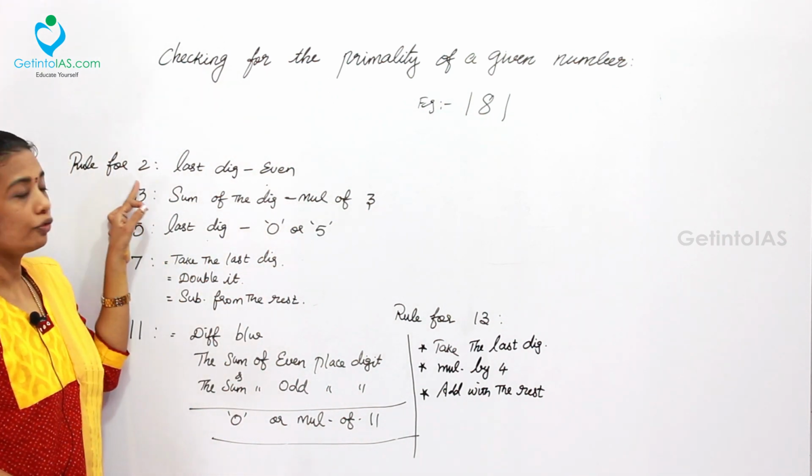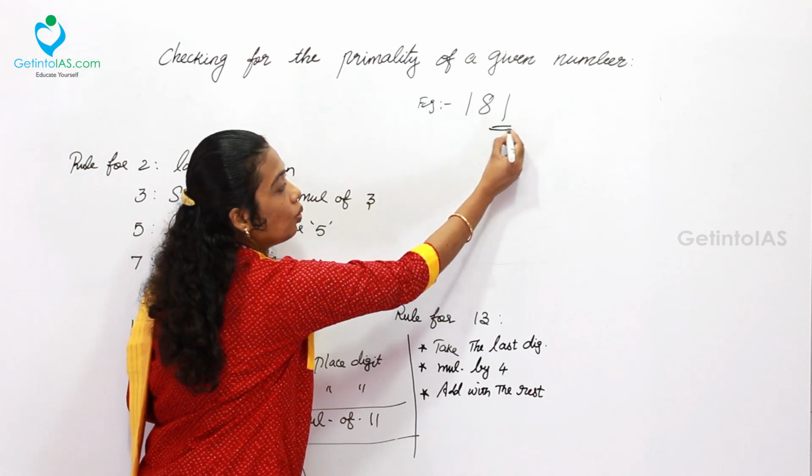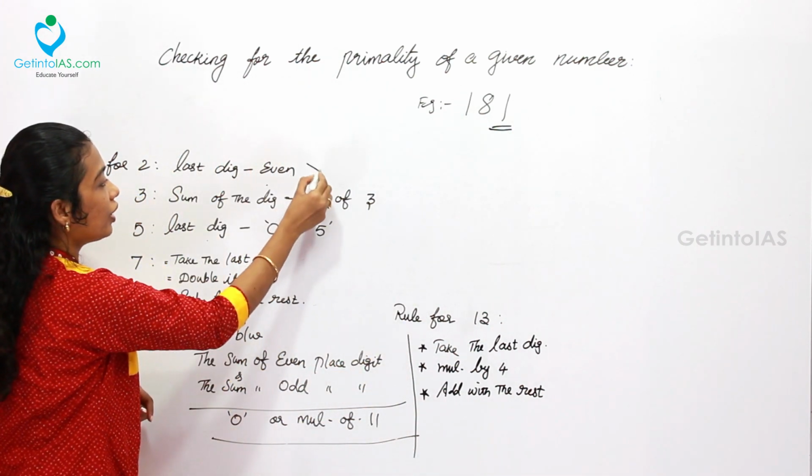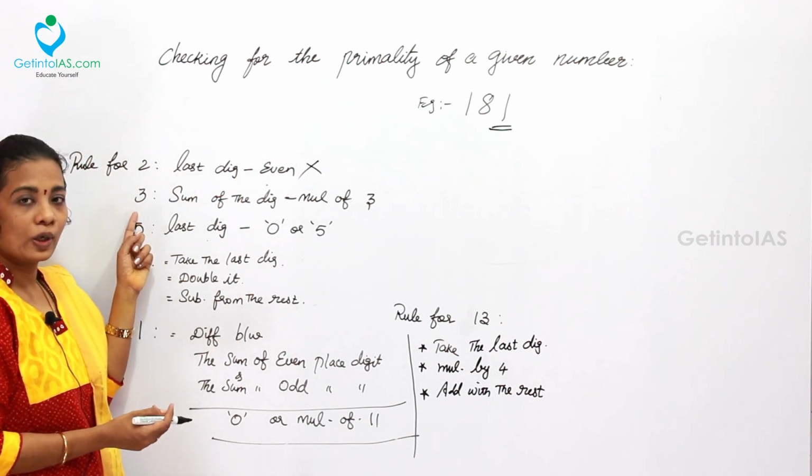The first rule, the rule for 2: the last digit should be even. Look at the last digit, which is 1. That is not an even number, so we can strike it out. 2 is not divisible in the number. Moving on to the next one, 3.